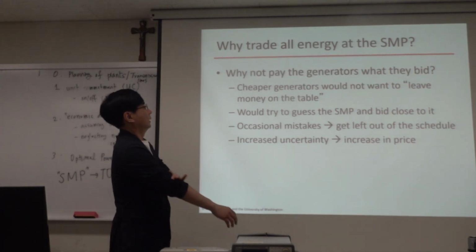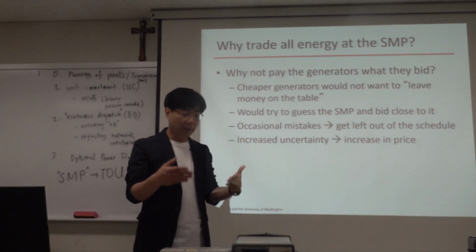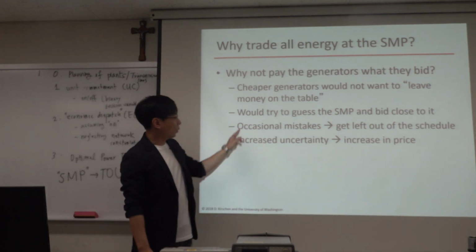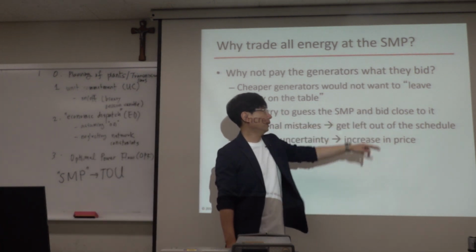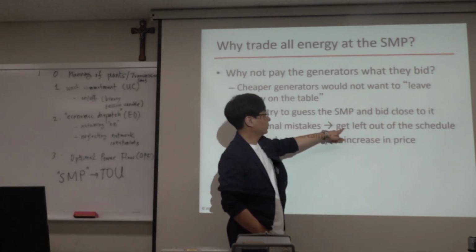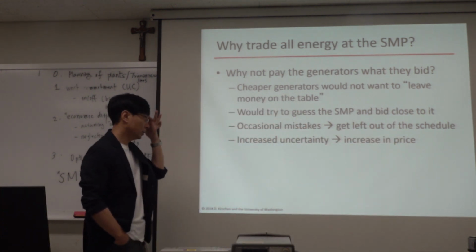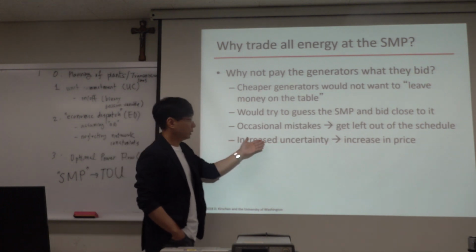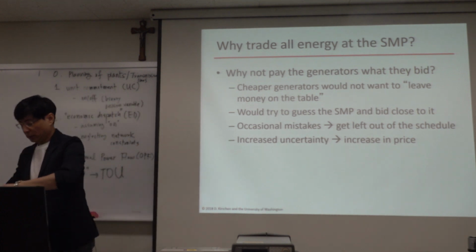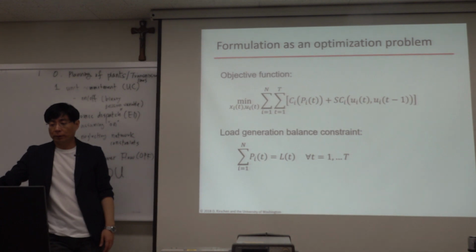Using SMP encourages them to bid honestly. That is called truthful bidding. Otherwise, they try to guess SMP and bid close to it. And with an occasional mistake, the generators can get left out of the schedule, and that increases the uncertainty, and this increased uncertainty increases the price. So let me stop here, and on Wednesday we will talk about the optimization case.